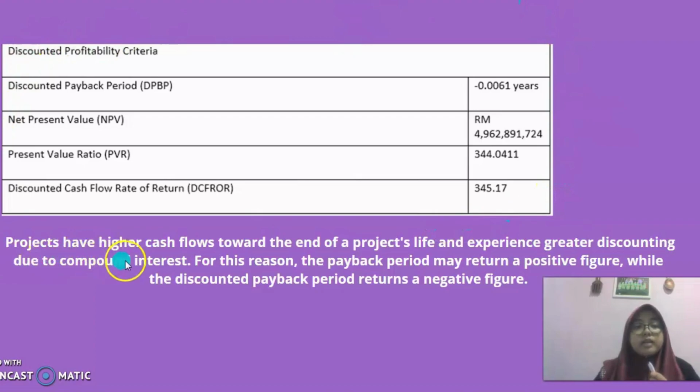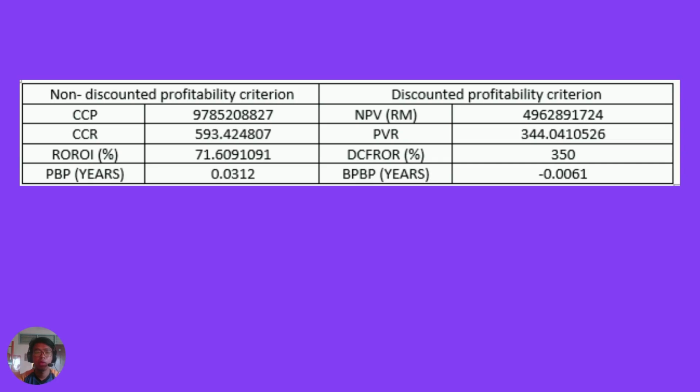also the project has higher cash flow toward the end of the project life, and experiences greater discounting due to compound interest. For this reason, the payback period may return a positive figure, while the discounted payback period returns a negative figure. From the profitability analysis, the net present value calculated is 4.962 billion ringgit Malaysia. The discounted cash flow rate of return, DCFROR, is 350, and the payback period is negative 0.061.